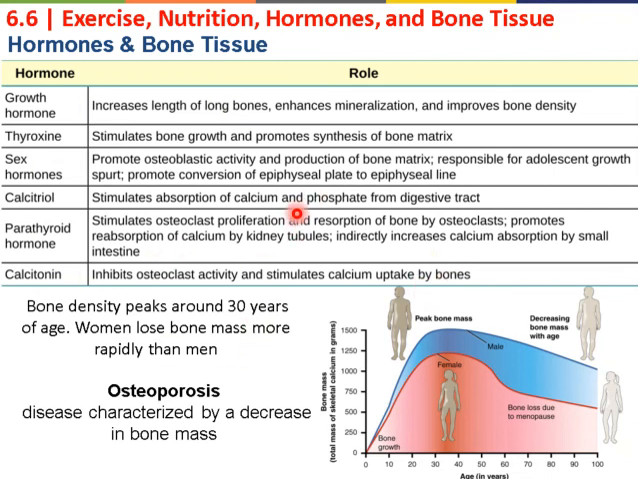Now, due to imbalance in hormones or imbalance in nutrition uptake, we have to know the most common disease affecting the bone mass or bone strength, which is called osteoporosis. Osteoporosis is a disease characterized by a decrease in the bone mass, either due to hormonal imbalance or due to nutrition imbalance.